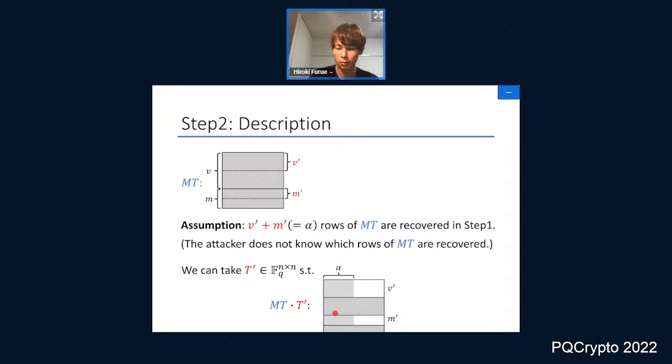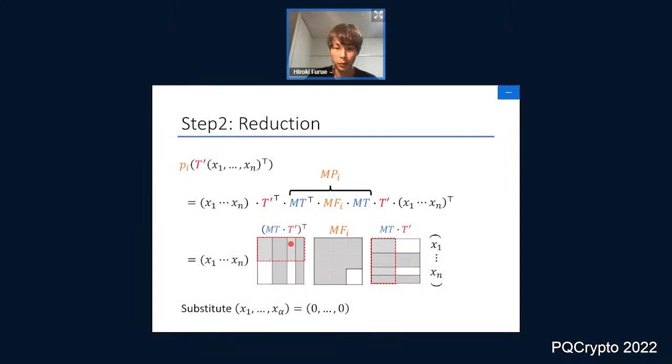And by using this T', we can transform the public key system. We here take T' times (x1 to xn) transpose as an input of the public key polynomial Pi. Then this equals (x1 to xn) times T' transpose times M_Pi, written like this form, times T' times (x1 to xn) transpose. And here, this M_T times T' has a form like this due to the fact on the last page, and M_Fi has a form like this. And here we consider substituting zeros for alpha variables from x1 to x_alpha, because these parts correspond to this non-zero part of M_T times T'. So by substituting zero, we can cancel this part.